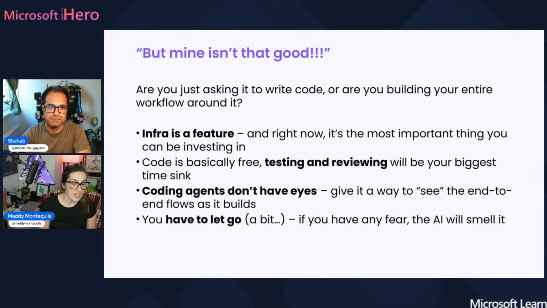Coding agents don't have eyes. Like, it only knows what you give it, and it only has so much context. So you have to tell it how to see the end to end when it builds and test its own work, or it'll just say, yeah, this compiles, I'm good to go. Like, what can we give it beyond a compiler?